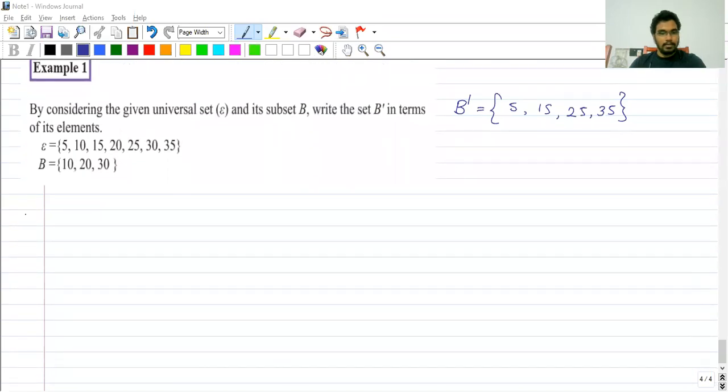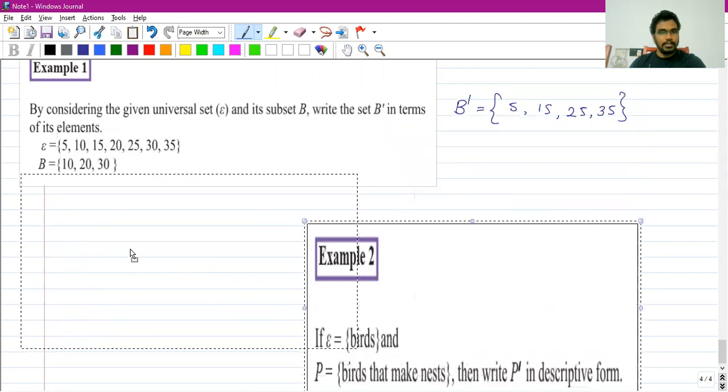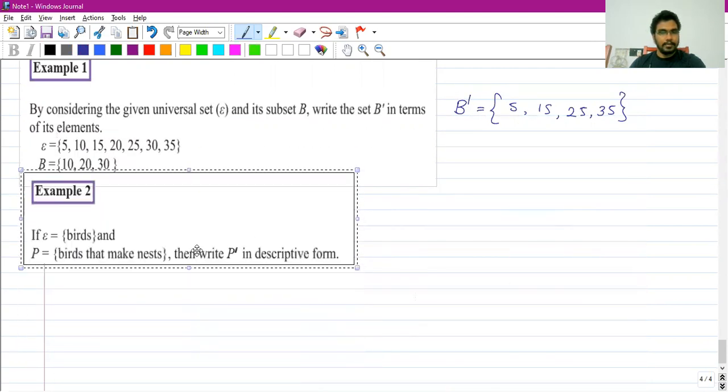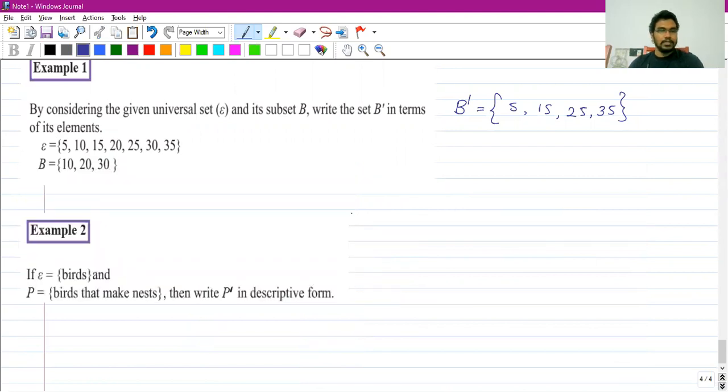Yes. Example number 2 is like this. So it is in the descriptive method. So shall we see example number 2. If universal set is equal to birds and P is equal to birds that make nests, then write P dash in descriptive form.